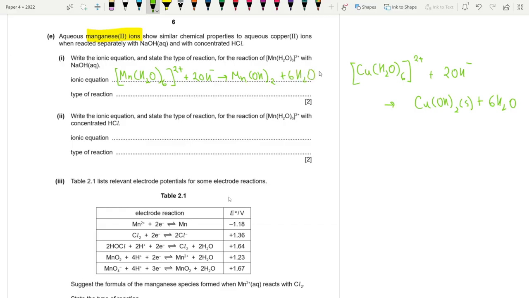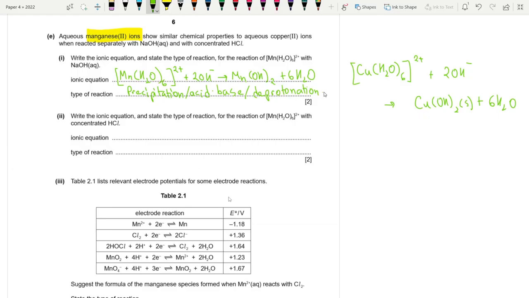So what type of reaction is it? Since we're getting a precipitate, the best answer would be precipitation. The type of reaction is precipitation. You could also say that it's an acid-base reaction because water is being formed as it's reacting with hydroxide. Or you can call it deprotonation, because protons are being lost.